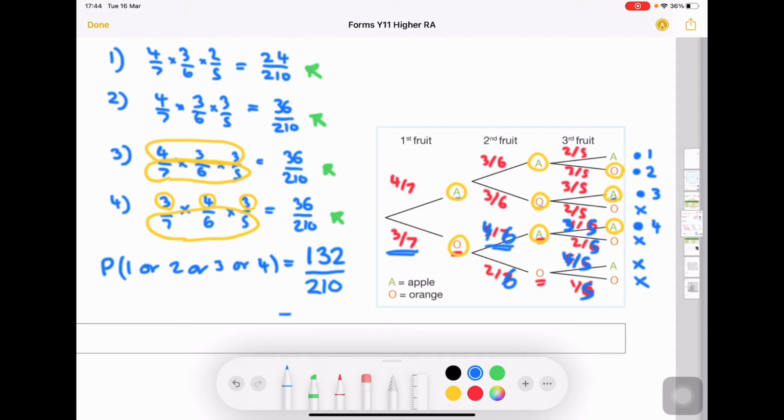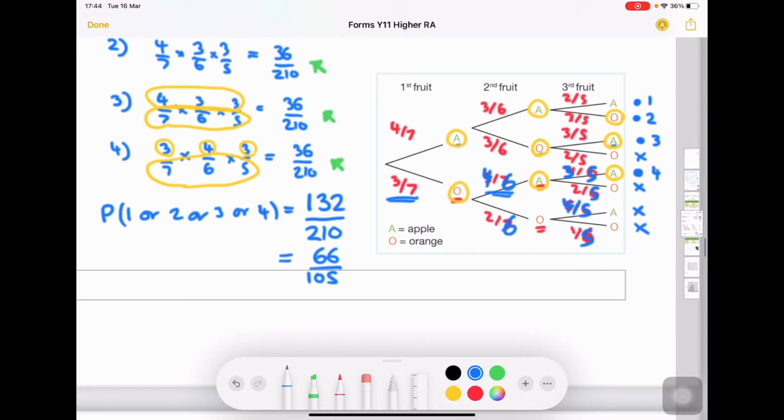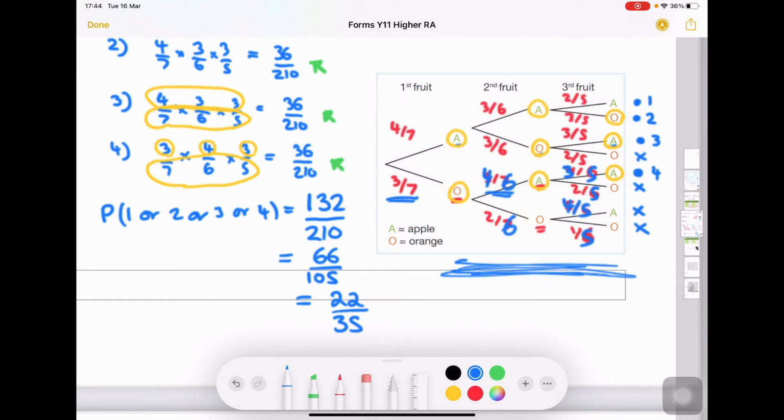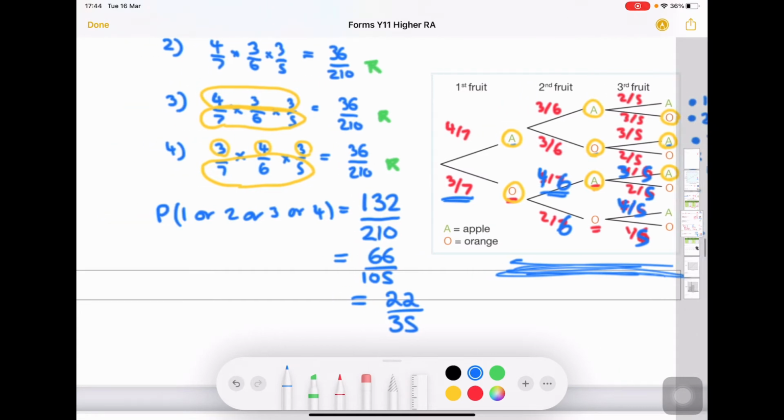Divide top and bottom by 2, you get 66 over 105. Now we can divide by 3. Divide top and bottom by 3, so we get 22 over 35. And we cannot simplify any further. So as you saw with this question, you need to be really careful. As you saw, I made a few mistakes, but hopefully if you don't rush, then you won't make those silly mistakes.